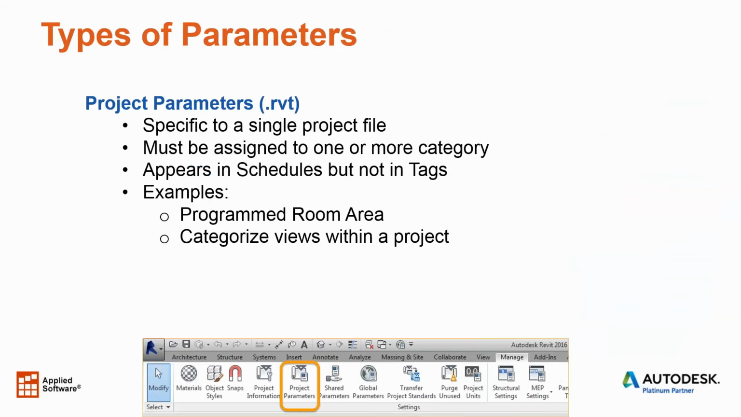A project parameter is specific to a single project file and must be assigned to one or more categories. Appears in schedules but not in tags. Example of that would be programmed room area and the categorization of views within a project.